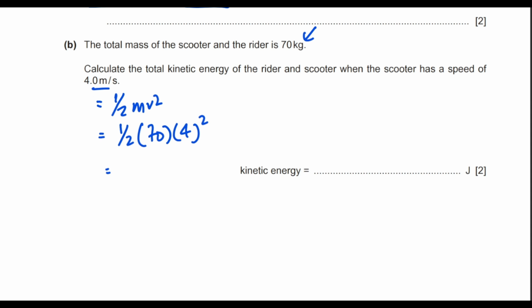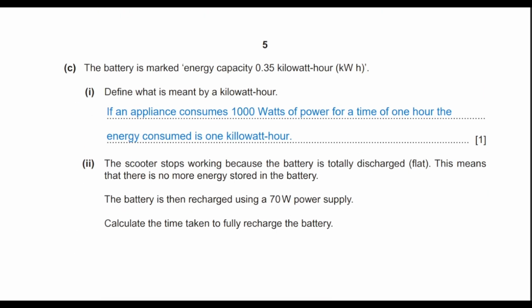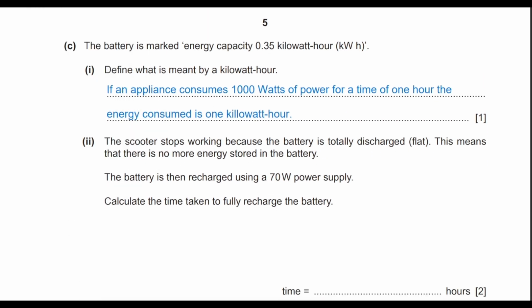So you don't forget to take a square of that. This comes out as 560 joules. So while the object is moving, it has 560 joules of energy. The next question is, the battery is marked energy capacity 0.35 kilowatt hours. Define what is meant by kilowatt hour.